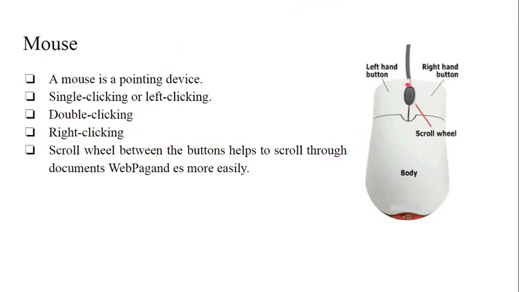Then the scroll wheel between the buttons helps to scroll through the documents, web pages and pages more easily. The scroll wheel helps to move from one place of the document to the other place more easily.